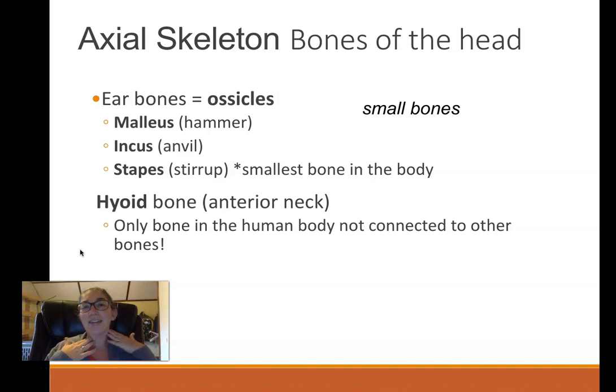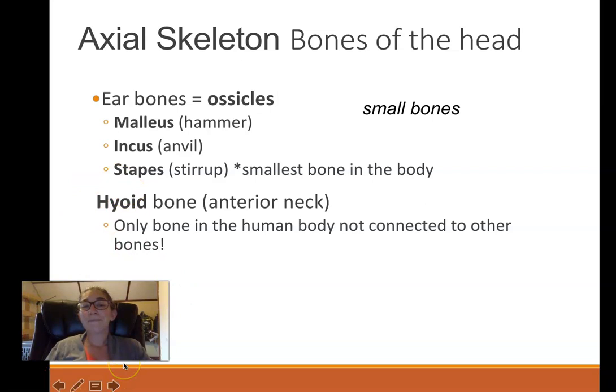Most bones are connected in a linear fashion, like the foot bone's connected to the leg bone's connected to the hip bone, whatever. So the hyoid bone on the front here is unique in that it's not sandwiched between other bones. It is, in fact, on the surface or outside, the anterior part of the skeleton there.